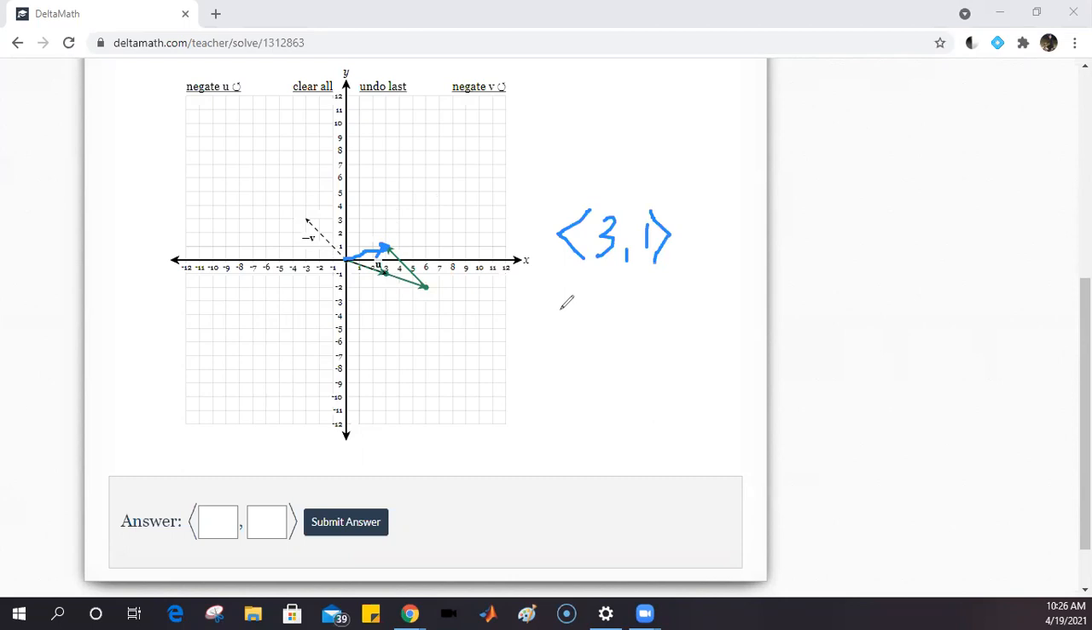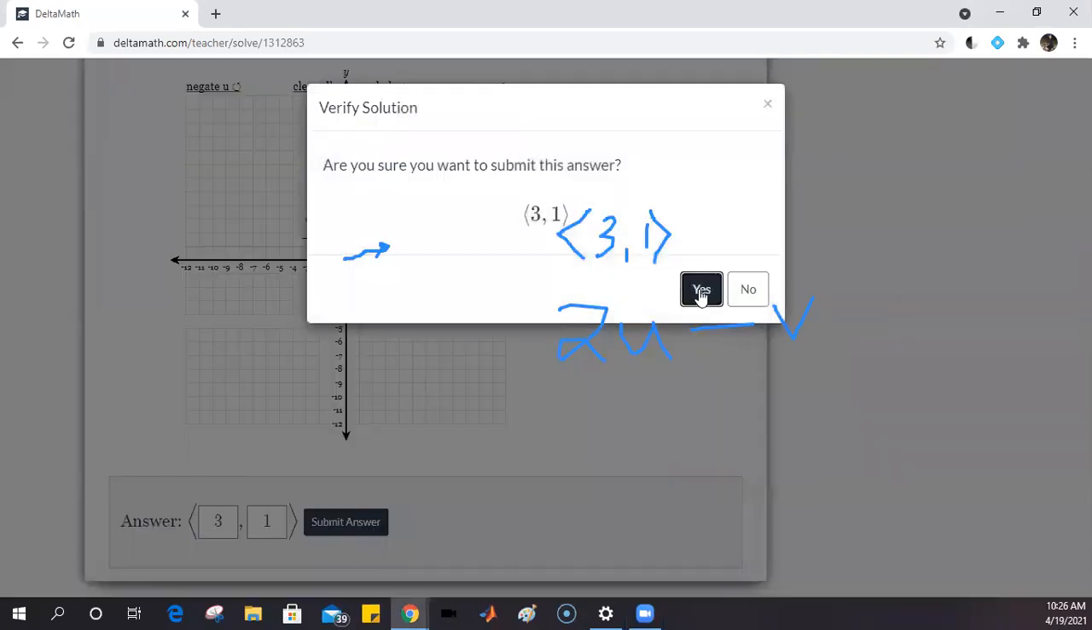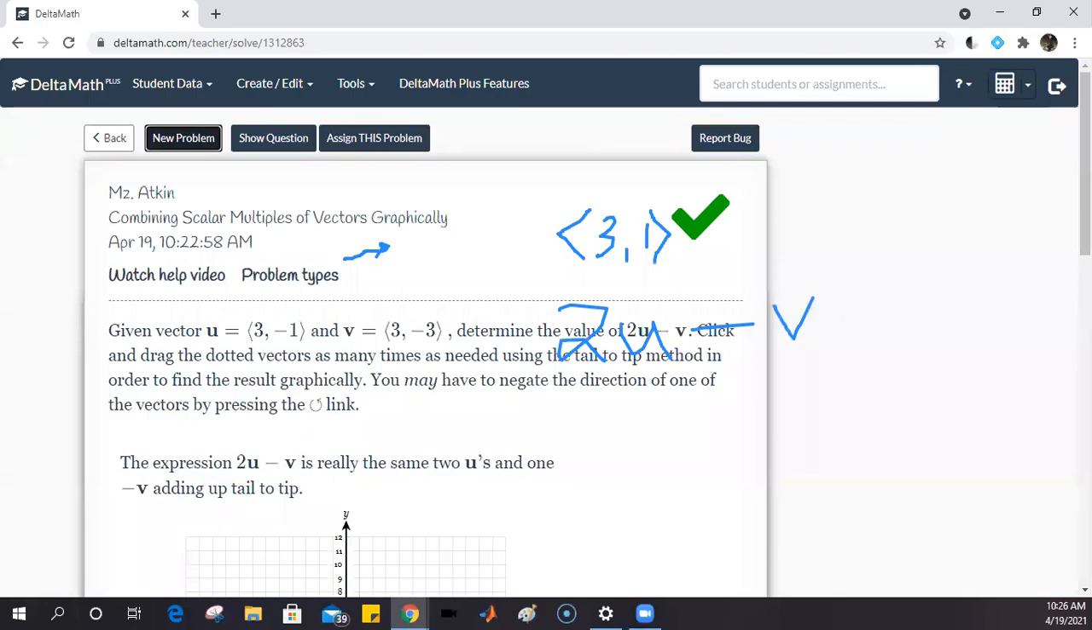So again, the direction said we wanted 2U minus V, so we made 2 U's. We negated V, so we could add a negative V to the tip of our 2U, and our resultant starts where we started and ends where we ended with a 3, 1. So let's plug that in here. 3, 1, submit. Are you sure? Yes. Kapow!